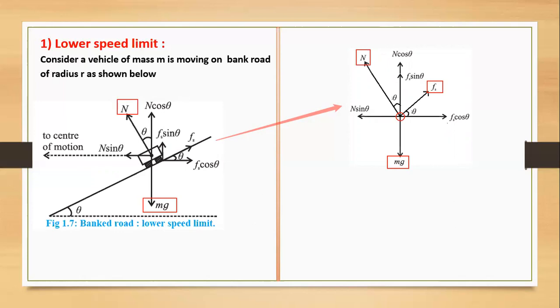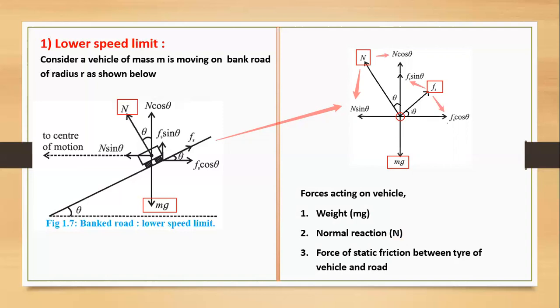Now you can see in the diagram that N is resolved into two components: N cos theta and N sin theta. In a similar manner, the frictional force is resolved into two components. The first component is Fs sin theta and the second component is Fs cos theta. Fs is the force of friction between the tire of the vehicle and the road. So the forces acting on the vehicle are weight, normal reaction, and force of static friction between the tire of the vehicle and the road. Everything is shown in the diagram.